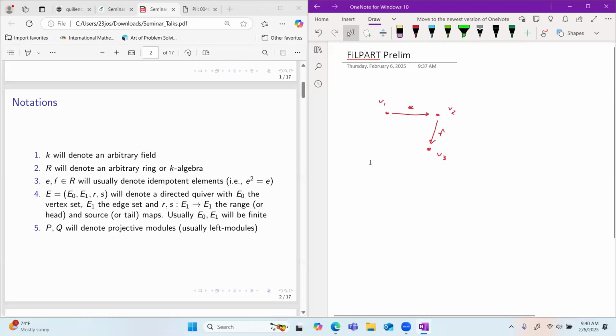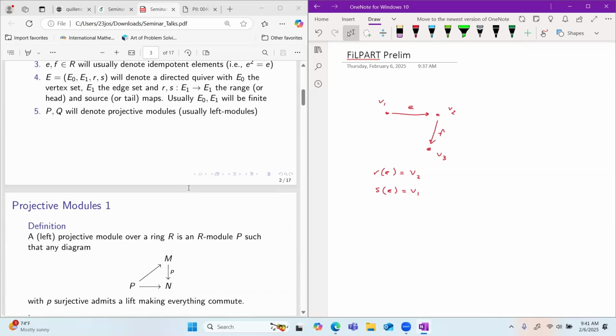And the range and source maps will be the functions that go from edges to vertices, and they spit out the head or the tail. So the range of e would be the head of e, which is V2, and the source of e would be V1. And P and Q will usually denote finitely generated projective modules.